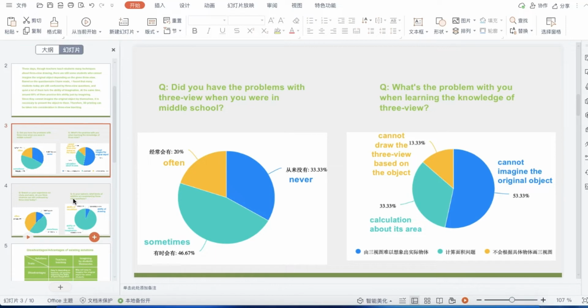Next, let me show you the three questions I've selected from my questionnaire. First, did you have problems with three-view when you were in middle school? We can see from this picture that around 20% of them said that they often had problems with it, and around 47% of them said that they sometimes had a problem with it. So we can infer that quite a lot of people had a problem with three-view drawing when they were in middle school. The second one, what is the problem with you when learning the knowledge of three-view? Over 50% of people said that they cannot imagine the original object, which is something about space imagination.